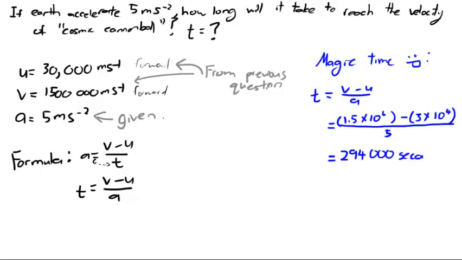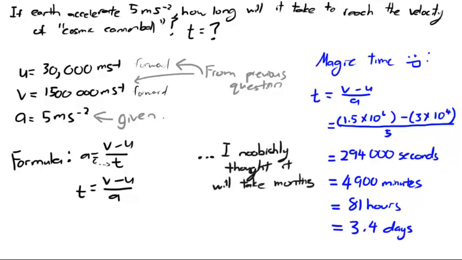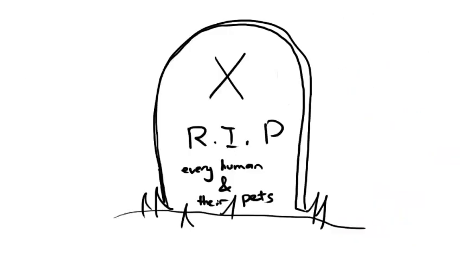Tada! Looks like it will take 294,000 seconds, meaning 4,900 minutes, or 81 hours, or 3.5 days. It's actually a lot faster than I expected. But I think we all will still die if the Earth is moving that fast. So let's just cancel the race. Peace.